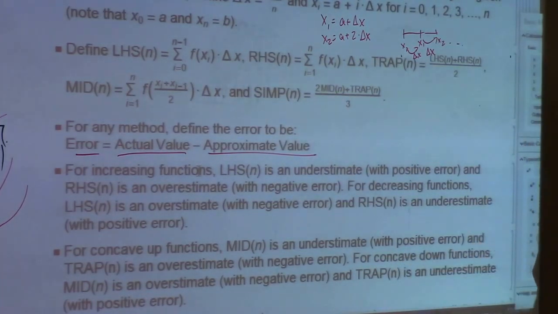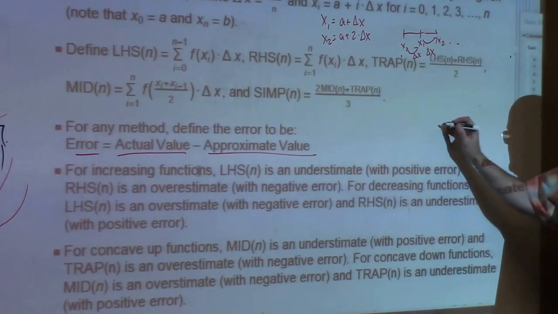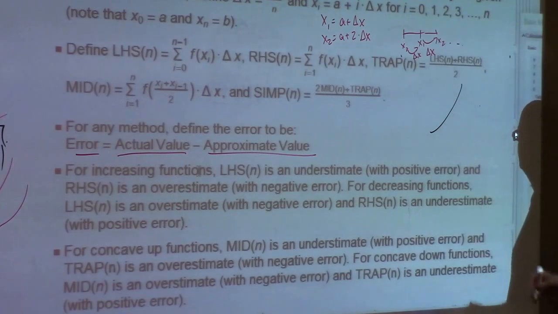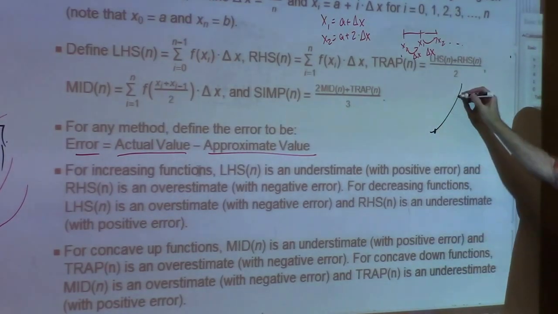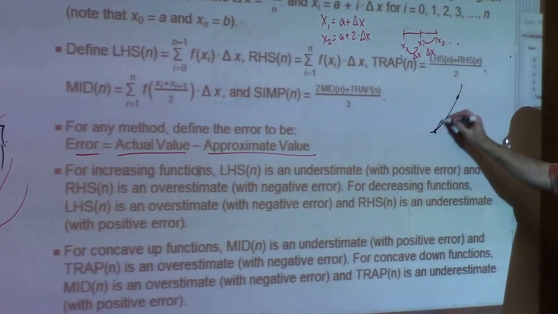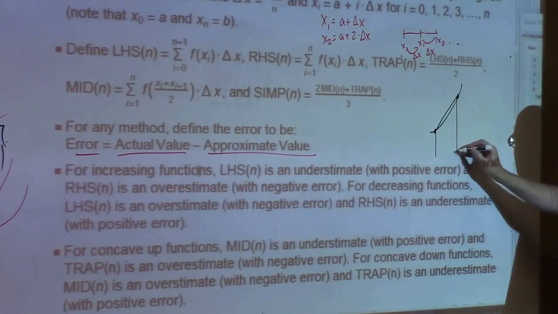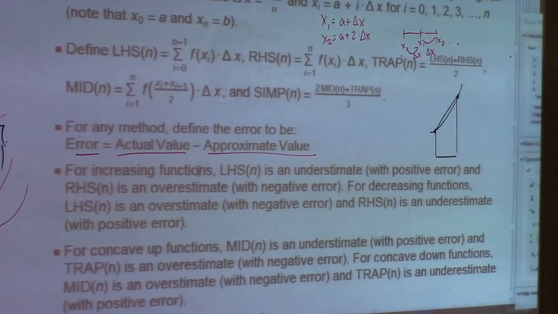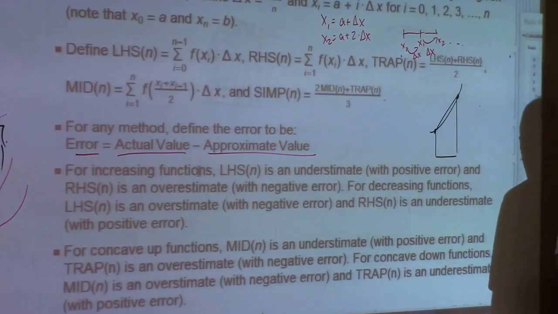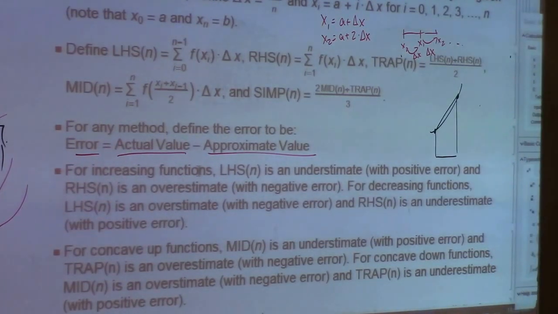For concave up functions, coming down here to mid and trap, mid is an underestimate and trap is an overestimate. If you've got a concave up function, a trapezoid rule with one trapezoid looks like that, and you get an estimate too big.